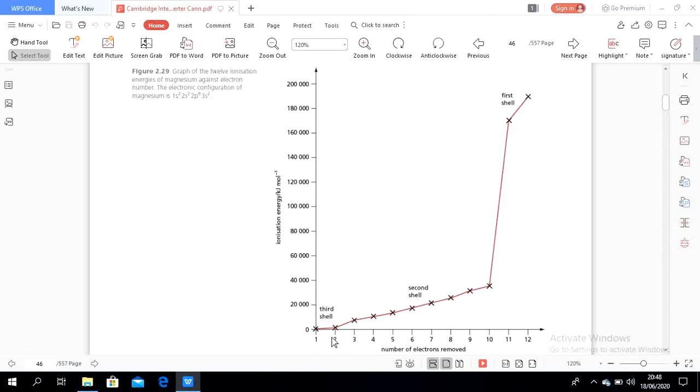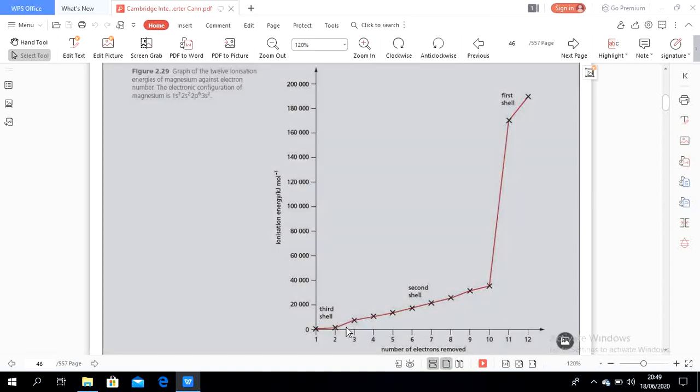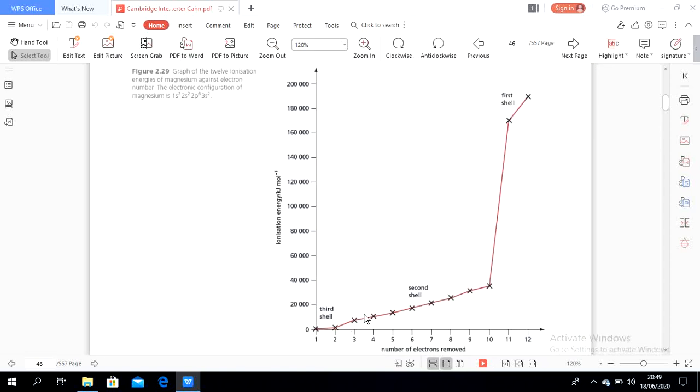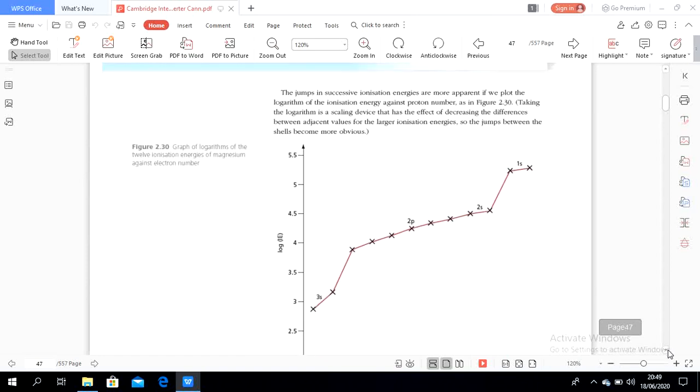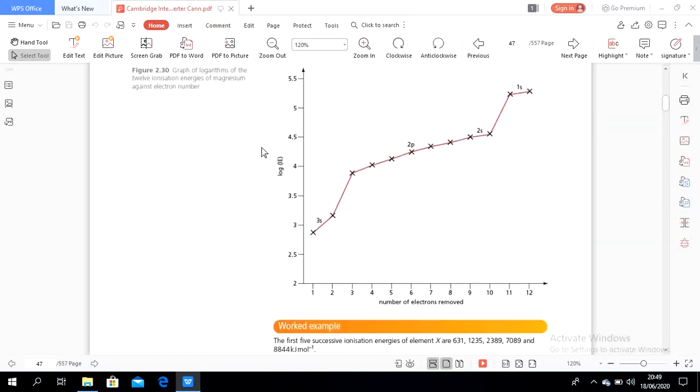From here, look at specifically this one. It is not very clear, the gap from here, the second, and then the third from the second is not significant. In order to make a significant difference, we have to convert all this energy into log base 10. Look at this one also. This one is the same for magnesium.